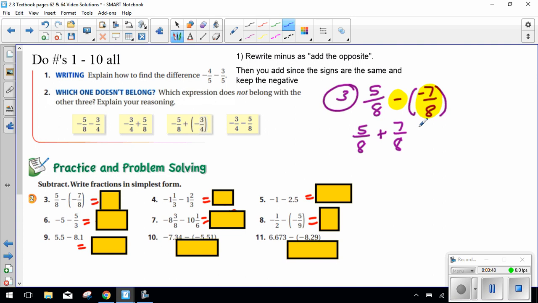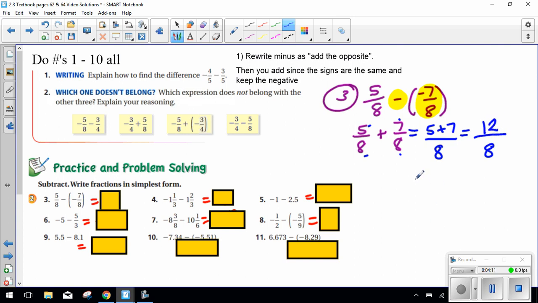Now, what I really enjoy about this question is that the denominator is already the same. Numerator becomes 5 plus 7. We keep the denominator of 8 since it's already common. 7 plus 5, 12. So I have 12/8, which is improper.